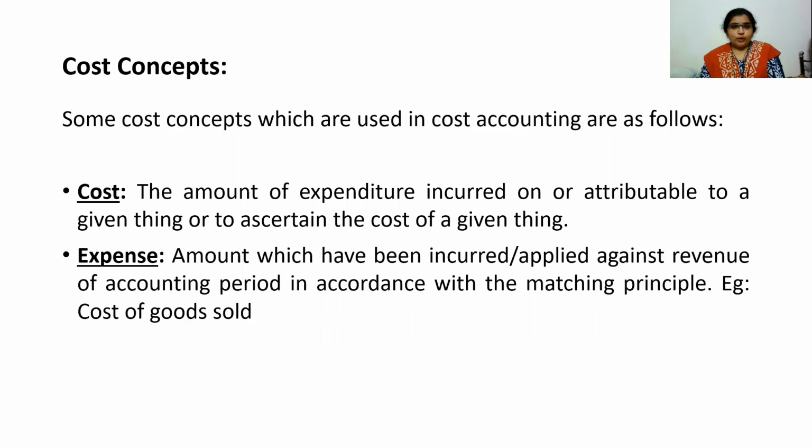The exact amount we are going to incur on something is what we call cost. And what exactly do expenses mean? Expenses are amounts which have been incurred or applied against the revenue of an accounting period in accordance with the matching principle. For example, cost of goods sold is called an expense, the amount incurred against the revenue which we are expecting.